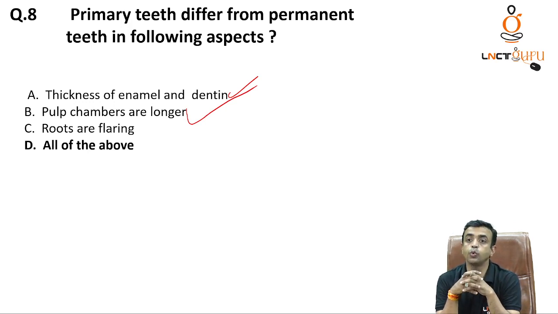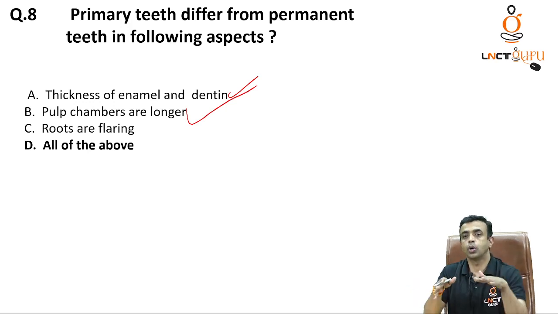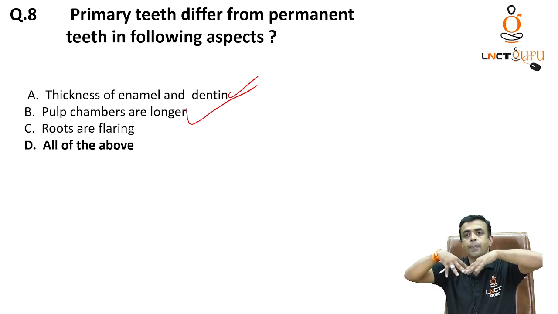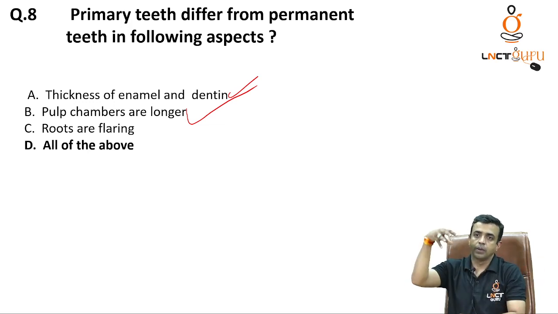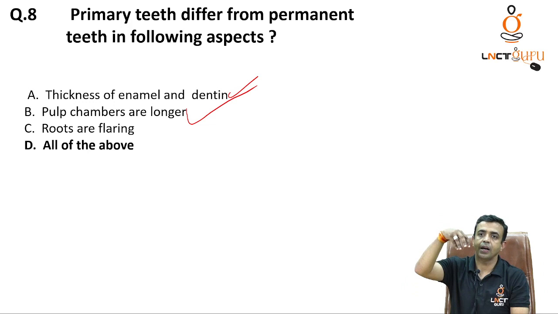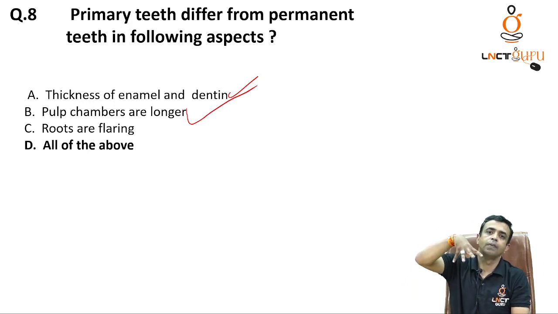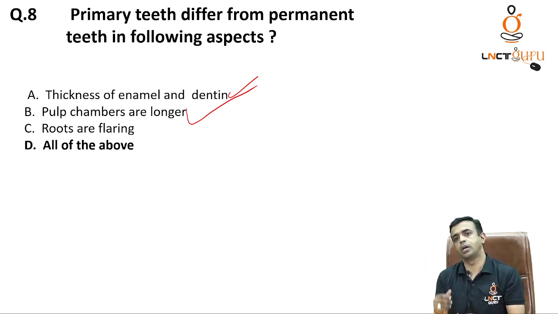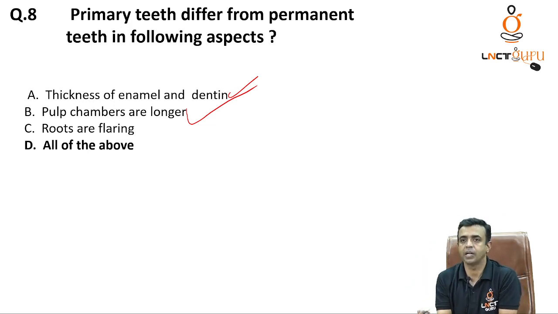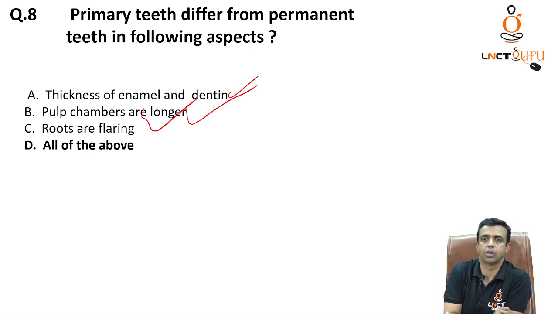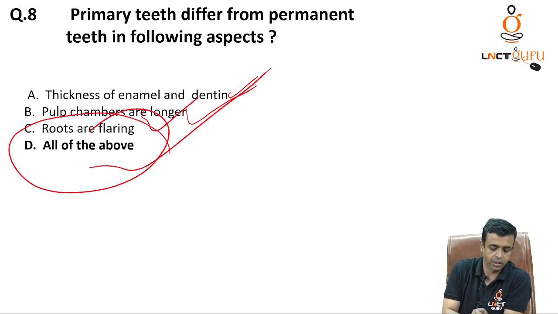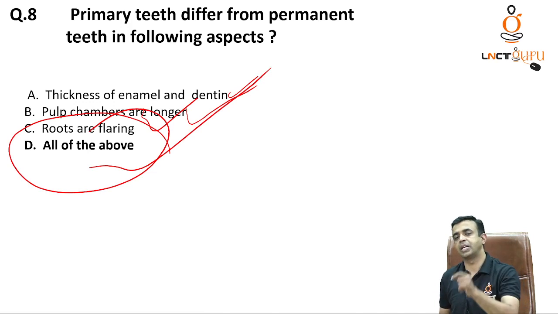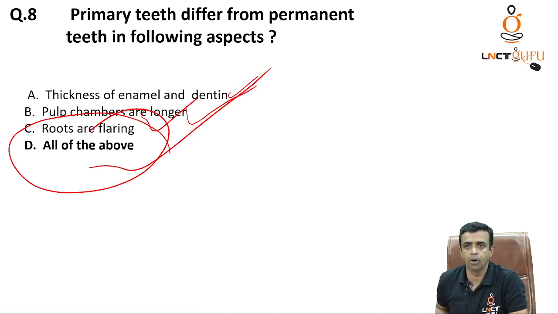Option C, roots are flaring. So roots of the primary teeth are more flared, whereas roots of the permanent teeth are compact. So roots of deciduous teeth are more flared. So roots flaring में भी primary और permanent dentition में difference होता है. So option C is also correct. So ultimately all the three options are correct. So we will tick the answer D, all of the above.